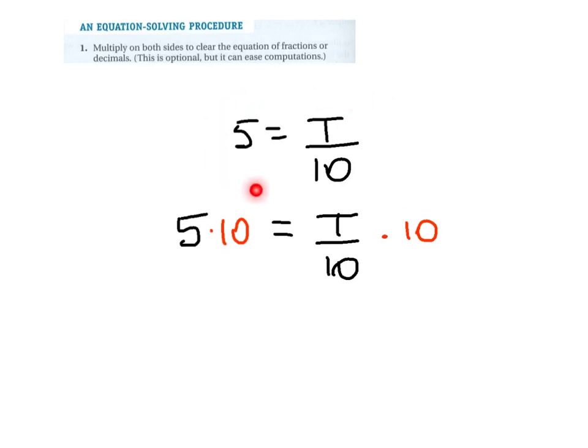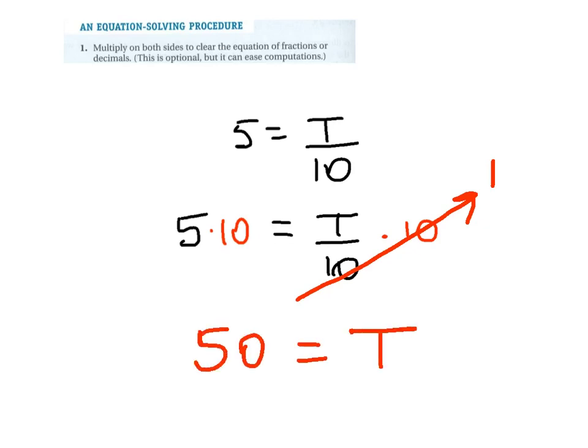So here's our simpler expression. If we want to eliminate the fraction in this situation, we would multiply both sides of the equation by the denominator, which in this case is 10. This causes the denominator on the right hand side to cancel out, and we're left with t on this side equals 5 times 10, or 50 equals t.